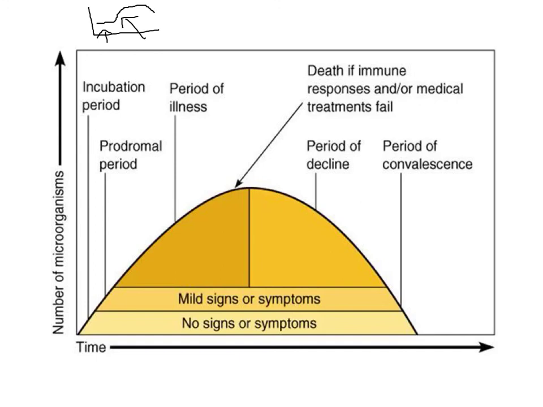So the incubation period would encompass the lag and perhaps early log phases of microbial growth. The prodromal period is where you're starting to see symptoms, and that's where you're really moving into exponential growth. And then you have a period of illness. During the period of illness, you've got full-on symptoms, whether they're severe or relatively mild. That just depends on the pathogen.